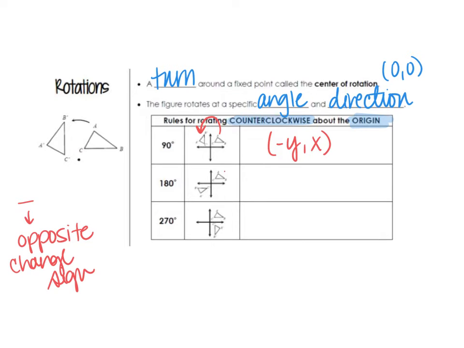Okay, so 180 degrees, we're rotating two quadrants. And that rule is negative x, negative y, or opposite x, opposite y. And then 270 degrees, we're rotating three quadrants. And that rule is y, negative x. Okay, again, opposite x, not necessarily negative.